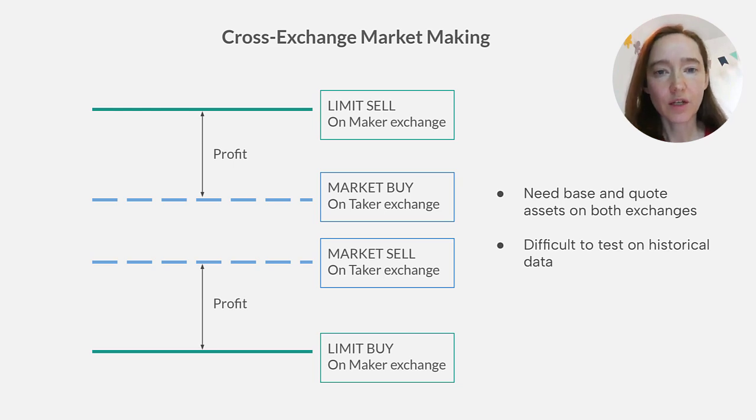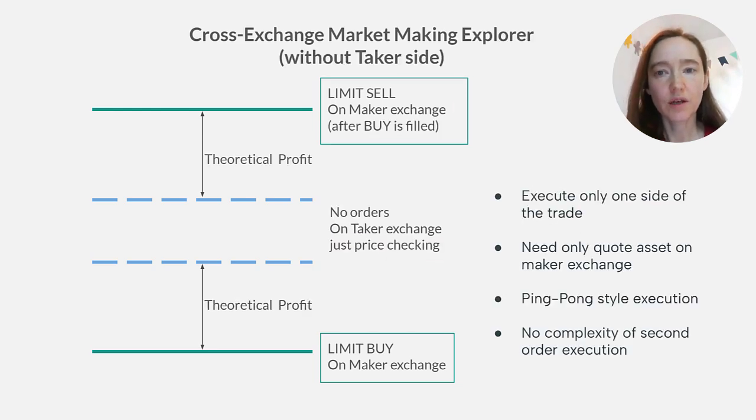So how does this tool actually work? The main idea is pretty clever. Instead of doing both sides of cross-exchange trades, we only execute one side for real and simulate the other. Think of it like this. We place actual limit orders on the maker exchange, and when these orders get filled, we just check what the price was on the other exchange at that moment. So no actual trading on that second exchange, just a price check. This way we can see what profits we could have made, but with much less complexity and risk.